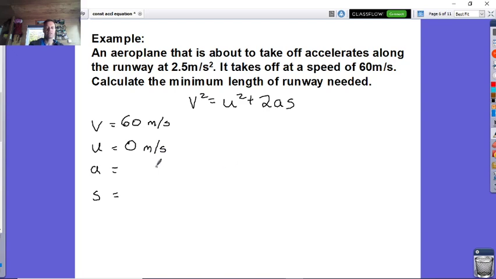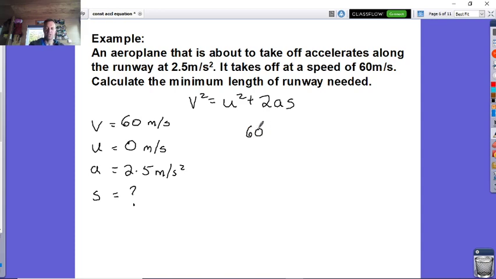Yes? Now, the acceleration is given as 2.5 meters per second squared. And it wants the length of the runway. That is my unknown. And, oh yeah, I can see my calculator now. I'll need it in a minute. So, what you do is you bung your numbers into the equation.